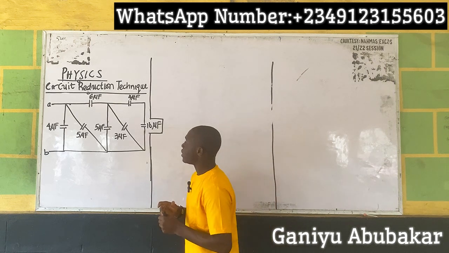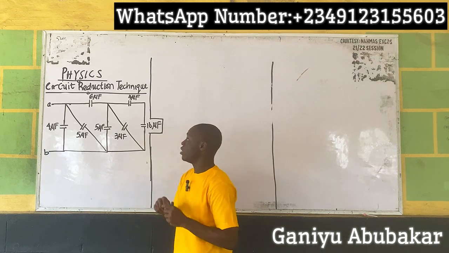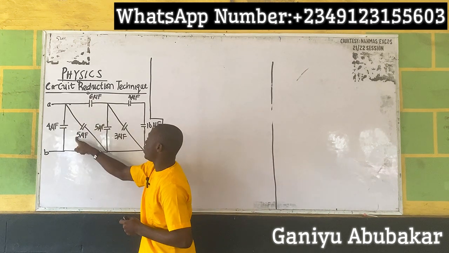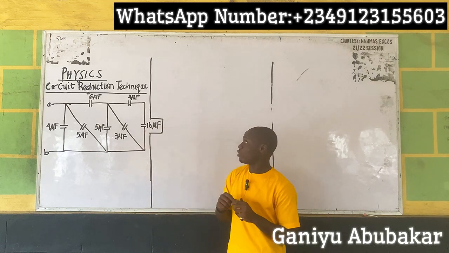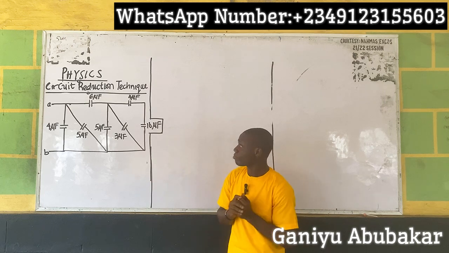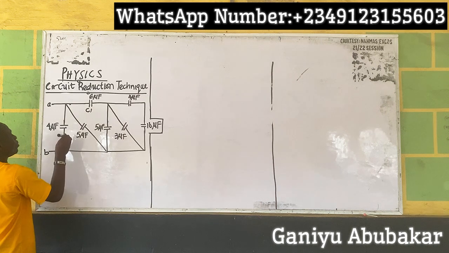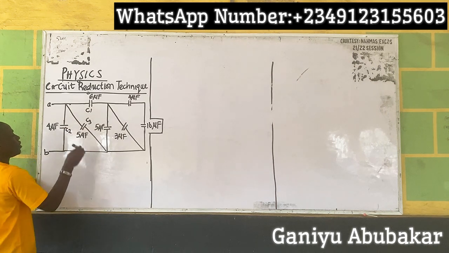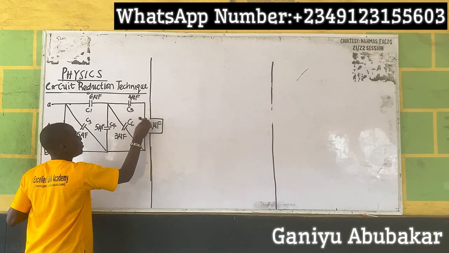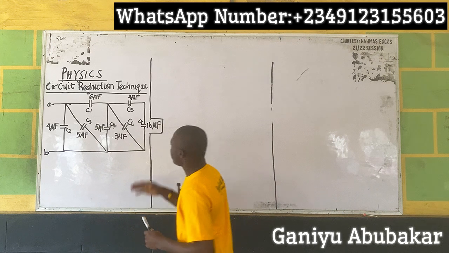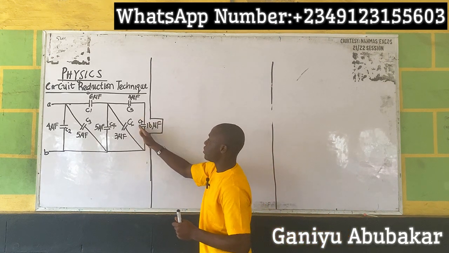So the first task is to label each capacitor as C1, C2, C3. In this case, I have just 1, 2, 3, 4, 5, 6, 7. I have 7 capacitors here. So I can choose to start with any one as C1. Let me call this C1, C2, C3, C4, C5, C6, and C7.